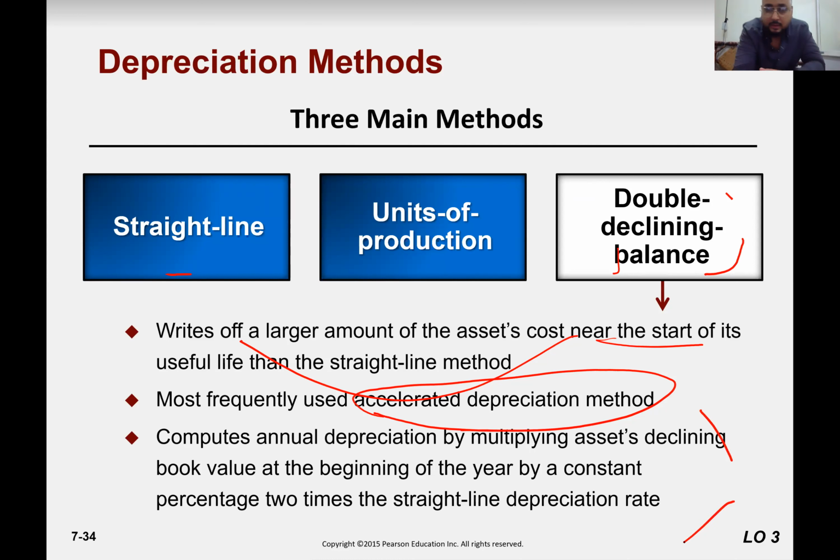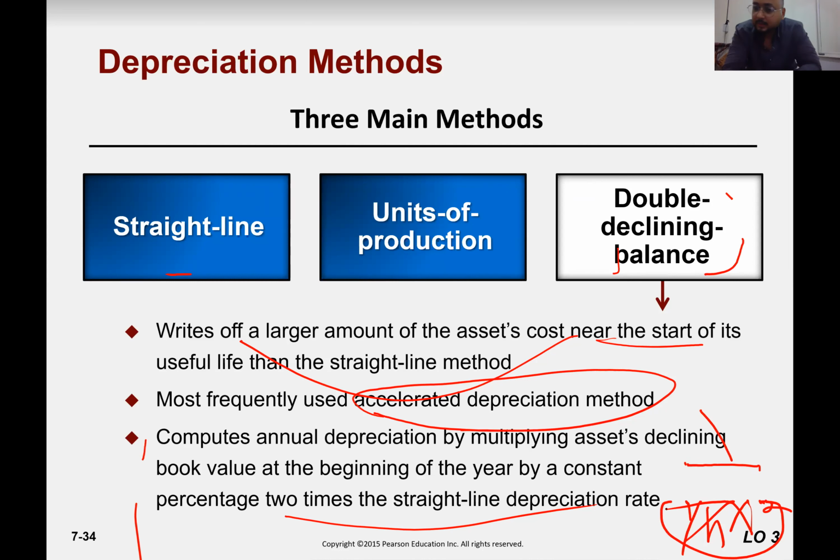So what does it mean? Compute annual depreciation by multiplying the asset's declining book value at the beginning of the year by 2 times the straight line depreciation rate. So the straight line depreciation rate is 1 by n. If you multiply it by 2, that becomes the double declining balance method.